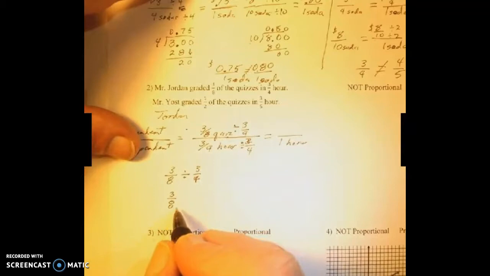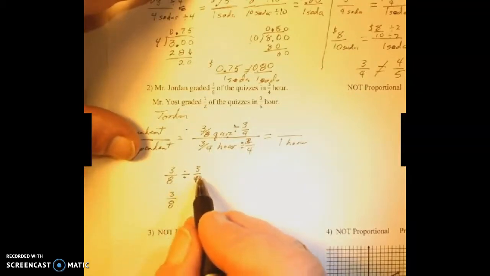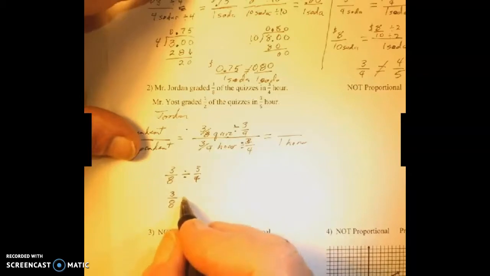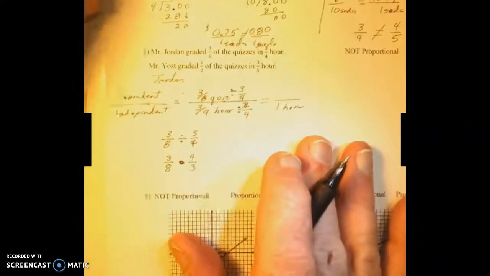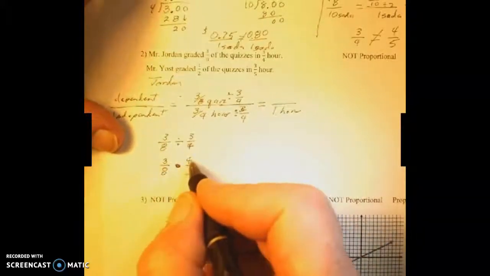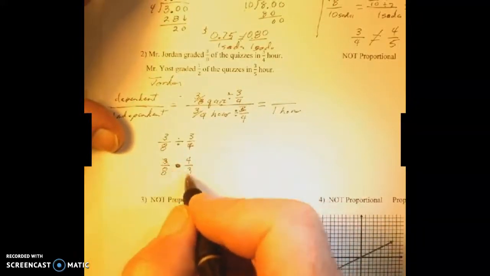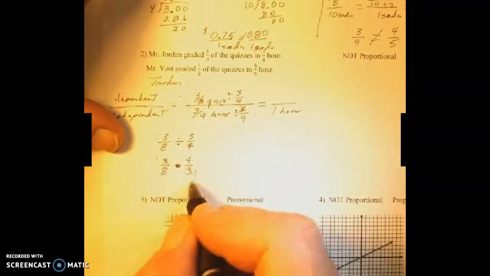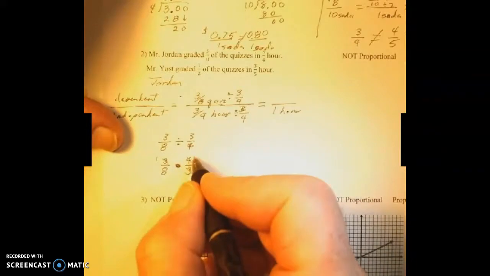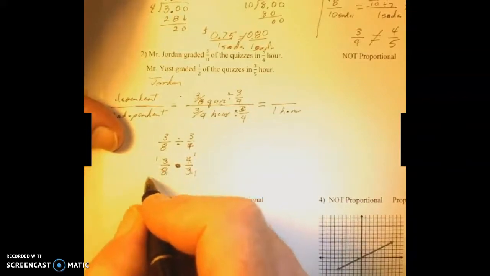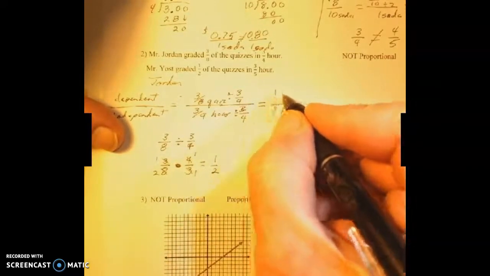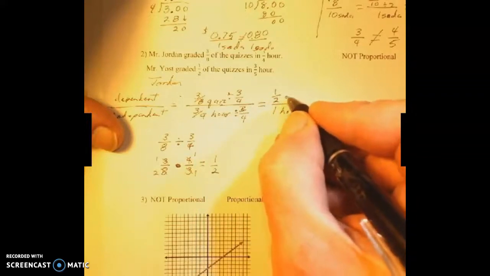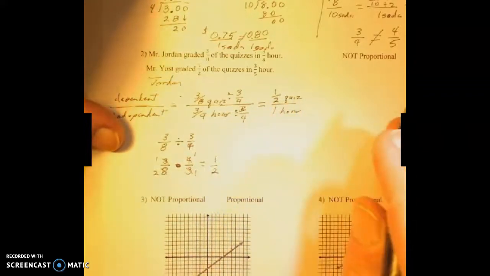We multiply by the reciprocal, or you do keep, change, flip, or keep, dot, flip. So that becomes multiplying, and then the reciprocal of 3/4 is 4/3. Reducing before you multiply is a wonderful trick. So the 3 reduces with the 3. They're both divisible by 3. They become 1s. 4 and 8 are both divisible by 4. So the 4 becomes a 1. The 8 becomes a 2. You get 1/2. So he gets half of the quizzes done in 1 hour.